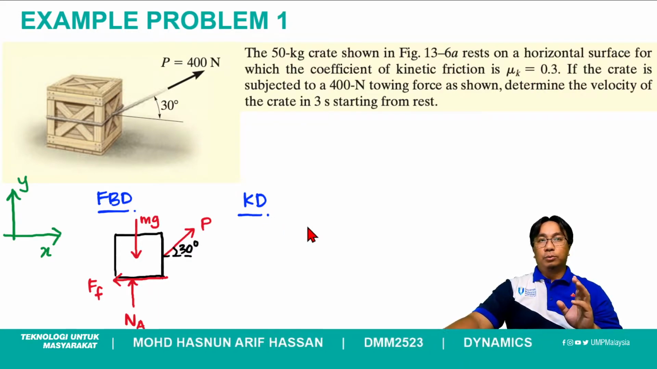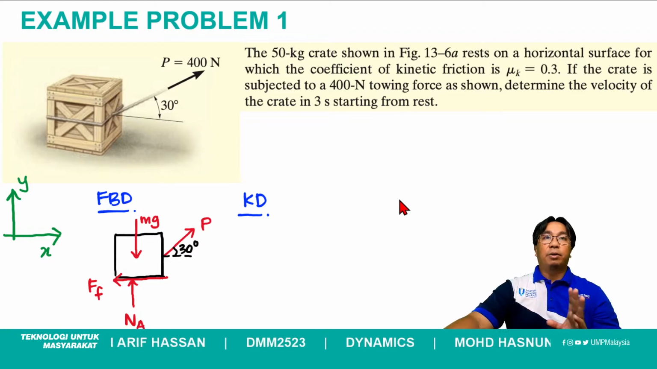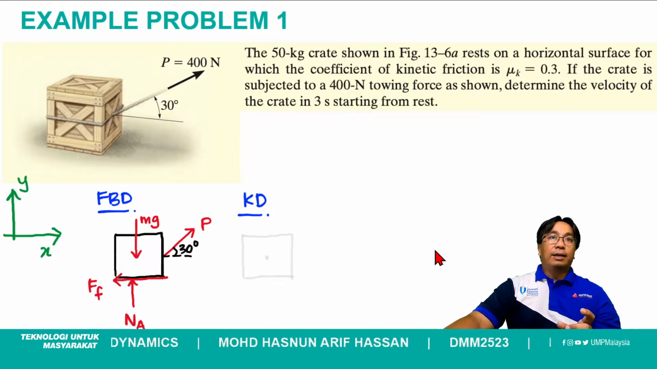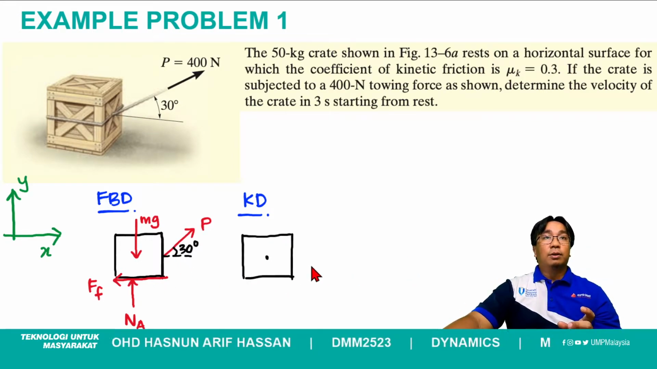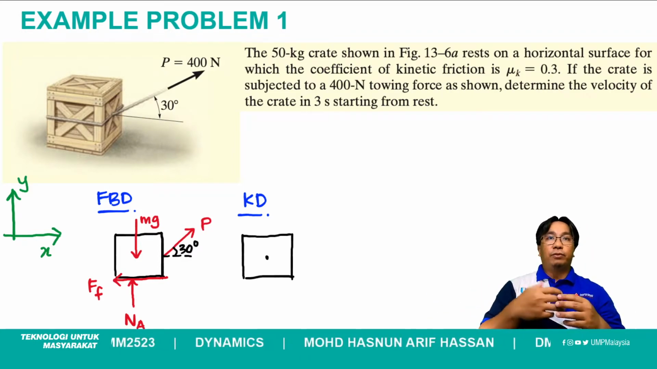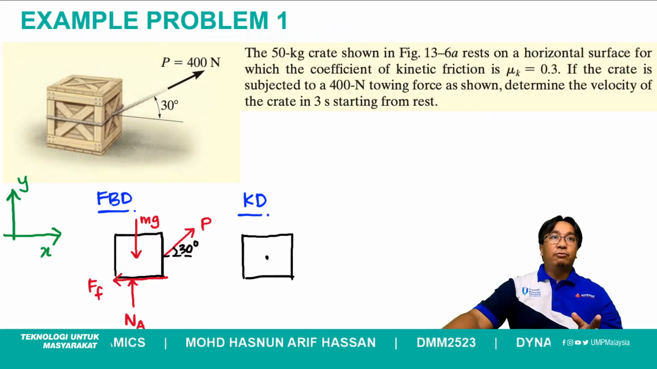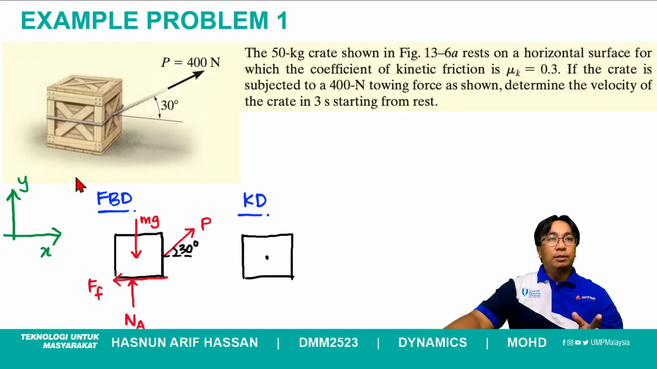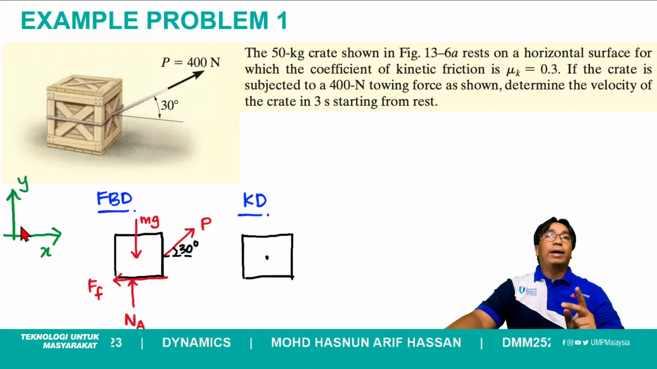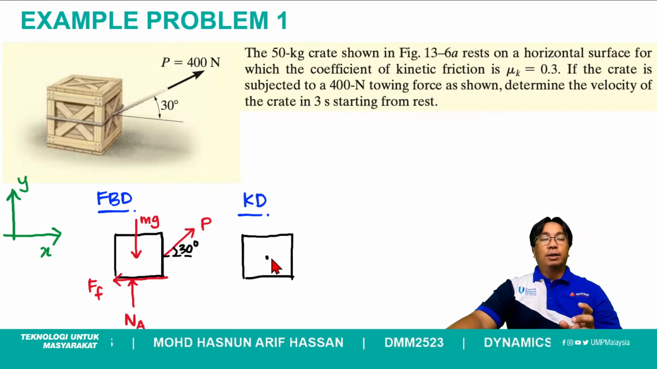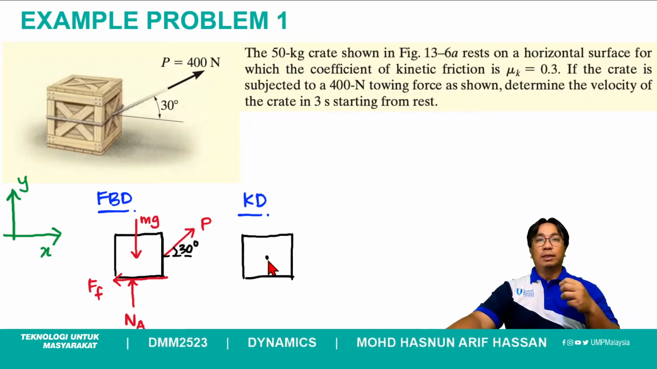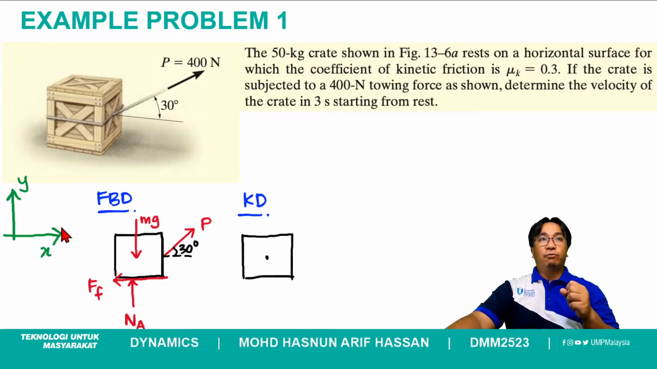You must not be familiar with the kinetic diagram because you don't have kinetic diagram in statics. So basically the kinetic diagram is similar. You draw a box also, but you will draw only the acceleration component of the box. So now you see from the coordinate system, you have two axes, x-axis and also y-axis. So the acceleration component must also have only two axes. It cannot have 3 or 4 acceleration components. It must follow the axes.